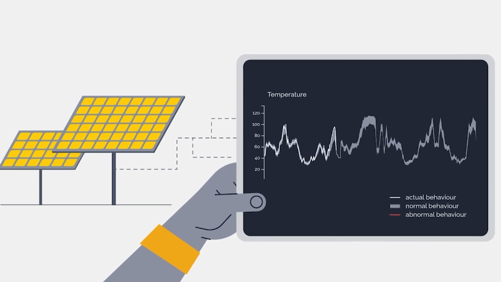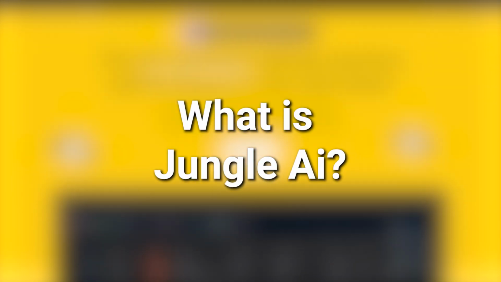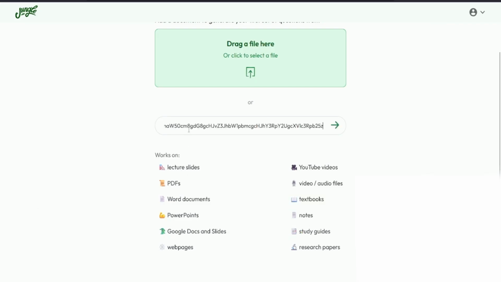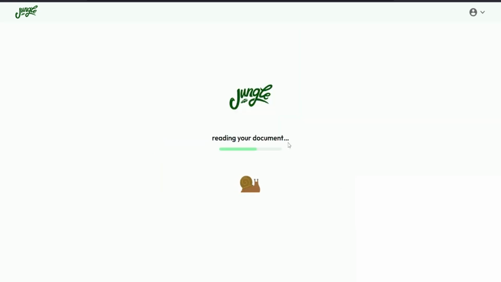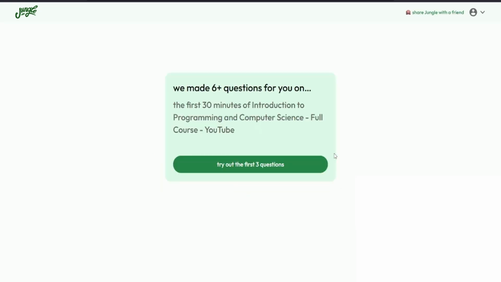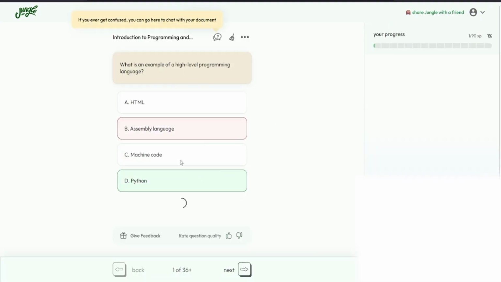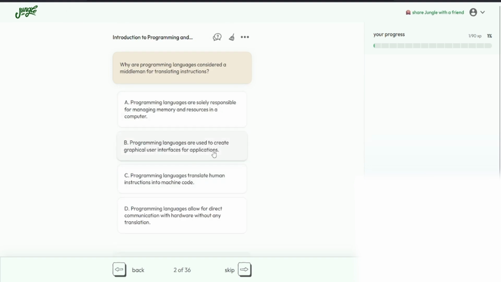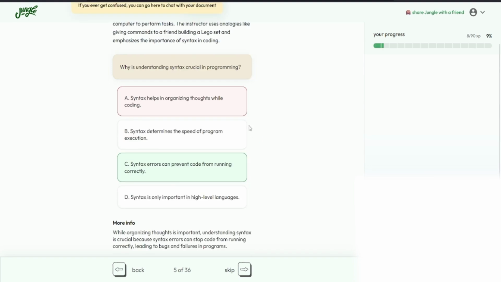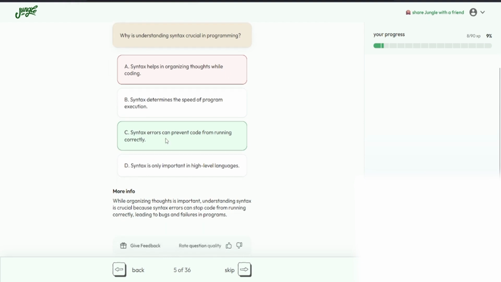Let's get started. What is Jungle AI and what does it do? Jungle AI, formerly known as Wisdolia, is an AI-powered tool designed to revolutionize the way students prepare for exams by generating flashcards and multiple choice questions from various study materials, including lecture slides, PDFs, web pages, PowerPoint presentations, YouTube videos, textbooks, and notes.